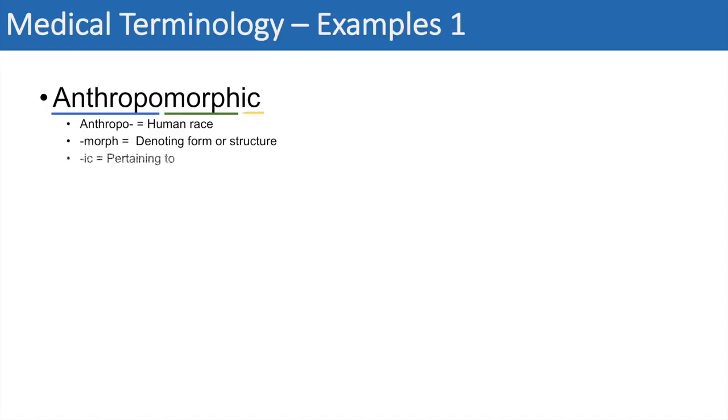And ick really means pertaining to. So when we put it all together, what does it mean? Well, it means pertaining to a form or structure of the human race. So it kind of sounds odd, but really this word means having human characteristics. So it is pertaining to something that resembles a human. That's what anthropomorphic means.